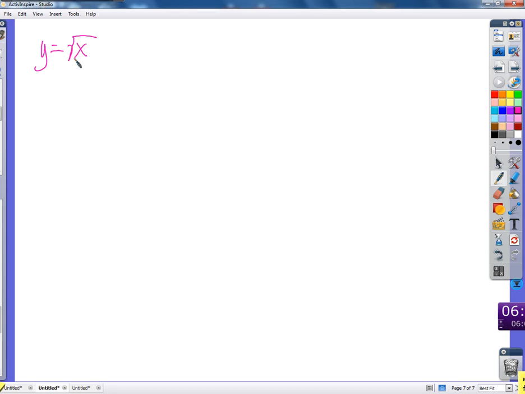Y equals the square root of x. Think about the domain and range. Take a minute. Give it a thought. Into this relation, and based on what this relation is, you're just really asking what numbers can I take the square root of? Because that's all you're going to do with this, just take the square root of it. What numbers can you take the square root of, and what numbers maybe can you not take the square root of?